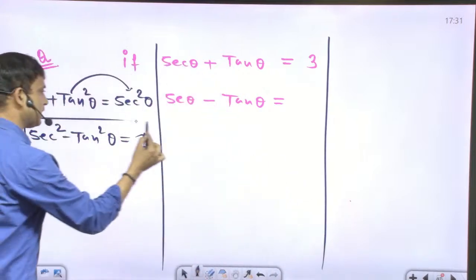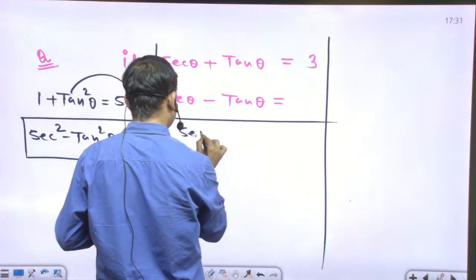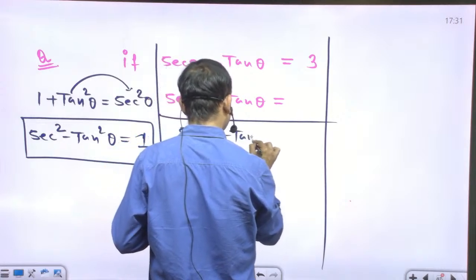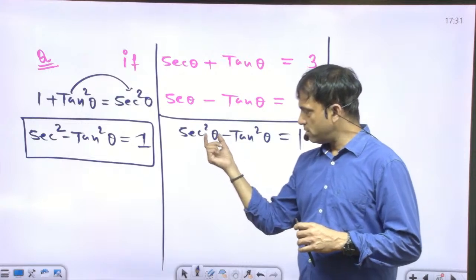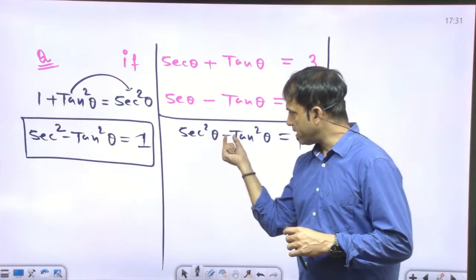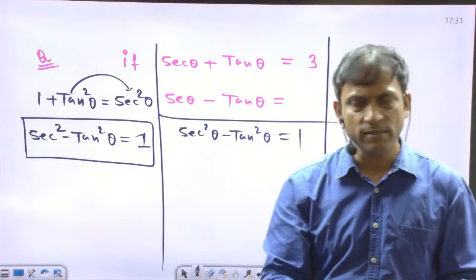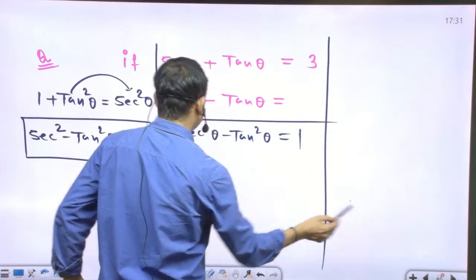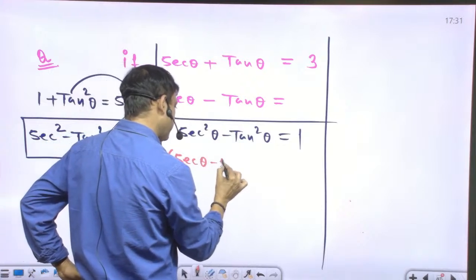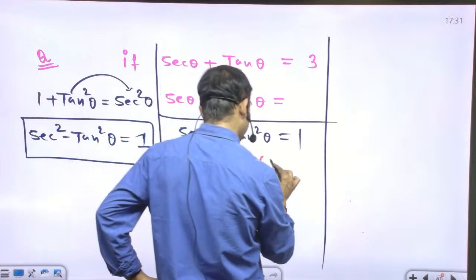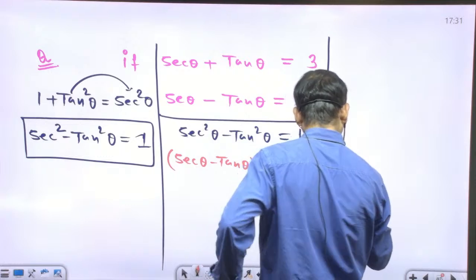So sec square theta minus tan square theta is equal to 1. In algebra, there is the identity a square minus b square, which is a plus b in one bracket and a minus b in the other. Simple. So apply that formula: sec theta minus tan theta in one bracket, and in the other sec theta plus tan theta, will be equal to 1.